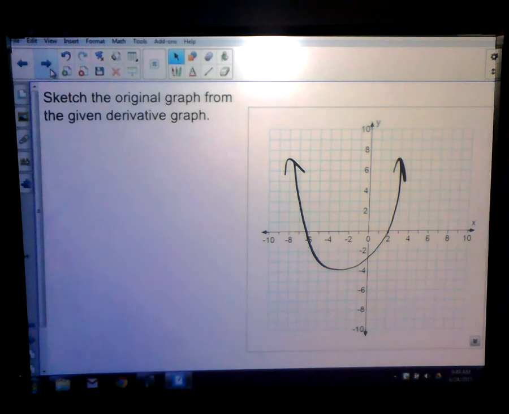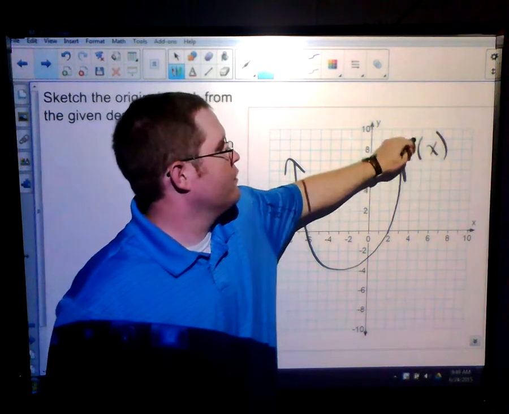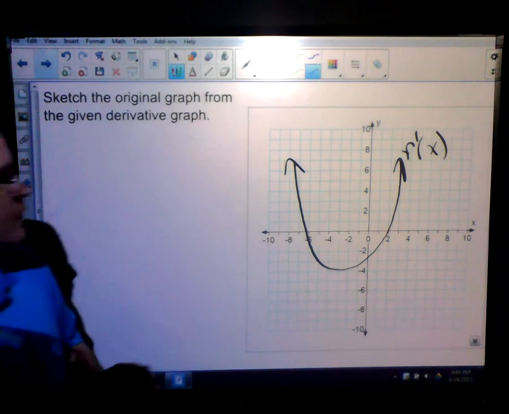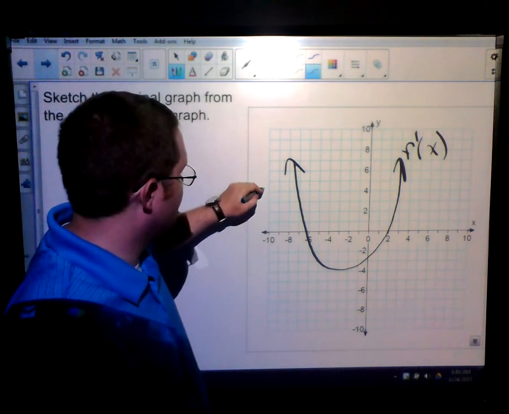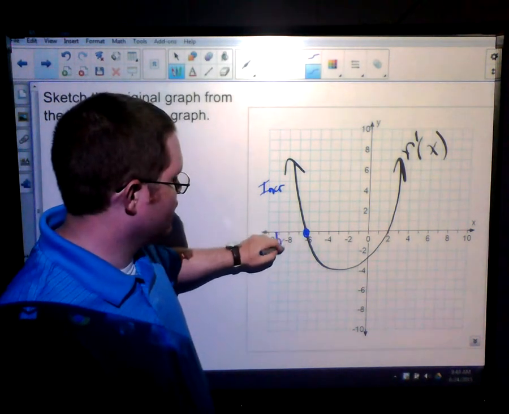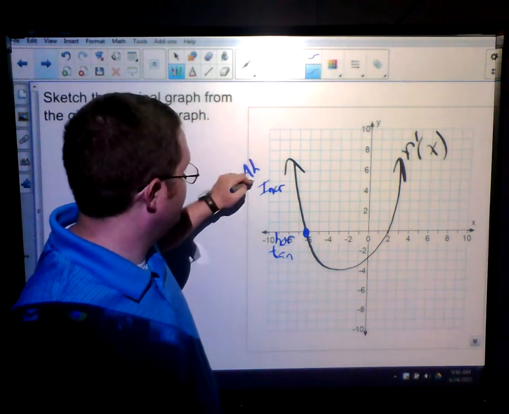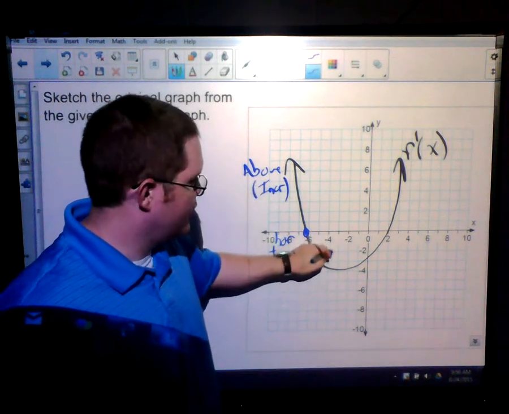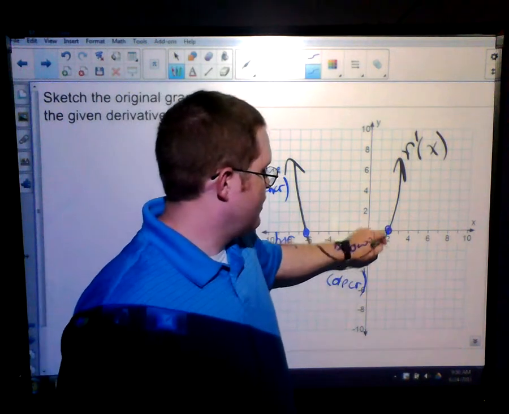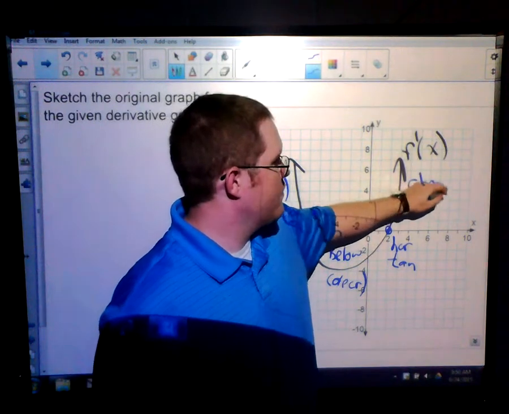Let's take a look at this. Now the original graph is a parabola. I'm sorry, the derivative graph is a parabola. So let's work backwards. This is above, so the original is going to be increasing. That's going to have a horizontal tangent. All of this is below, so this is above, which means it's increasing. This is below, which means it's decreasing. It's going to have another horizontal tangent. And again, it's above, so it means it's increasing.